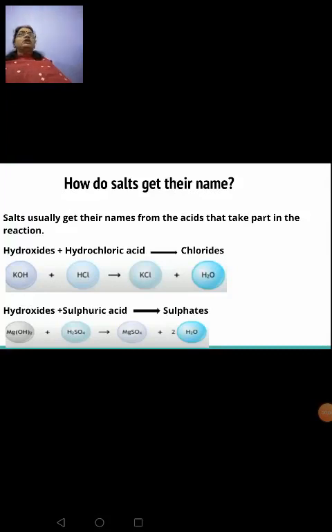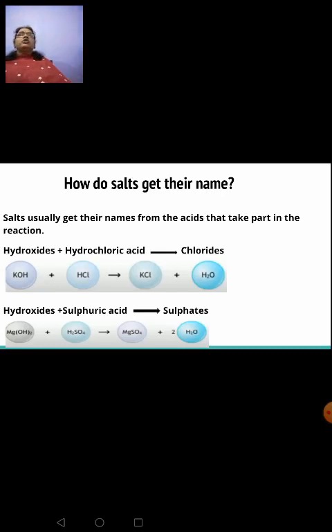Before learning about salts, let's learn how salts get their name. We had learnt what salts are. Salts are ionic compounds formed as a result of neutralization between an acid and a base. We have several types of salts like copper sulfate, magnesium sulfate, sodium bicarbonate. These are all salts. How are these salts getting their name? Salts are given their names from the acids that take part in the chemical reaction.